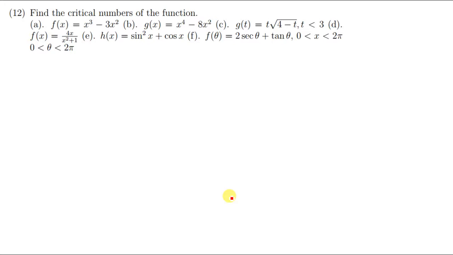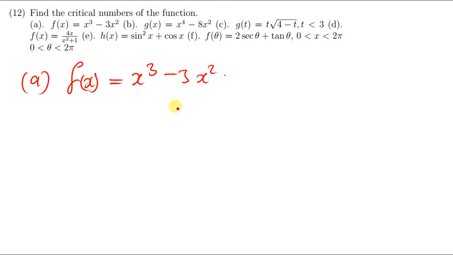So we begin. We have the first question, which says: f of x is equal to x to the power 3 minus 3x squared. We've been asked to find the critical numbers of this expression. So how do we find that?